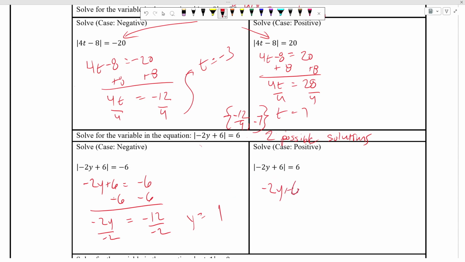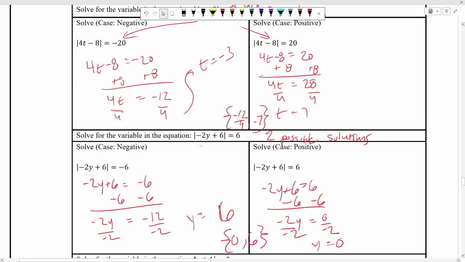Negative 2y plus 6 equals 6, minus 6, minus 6. Negative 2y equals 0. Divide that, y equals 0. So, I'm sorry, I said this was 1, I meant 6. Anyways, the solution set here is 0, 6. That's how you would write it. Y can be either 6, and this results in a true statement if we're talking the negative direction, or if we're talking positive direction, y can be 0, and this would still come out to be a true statement.